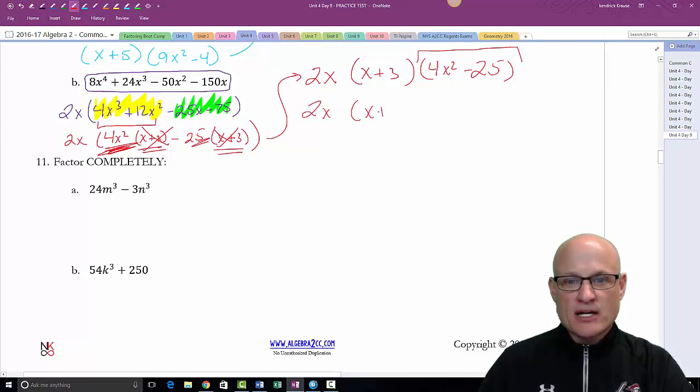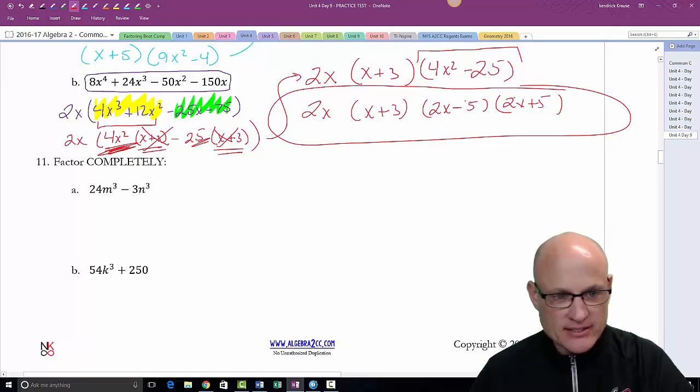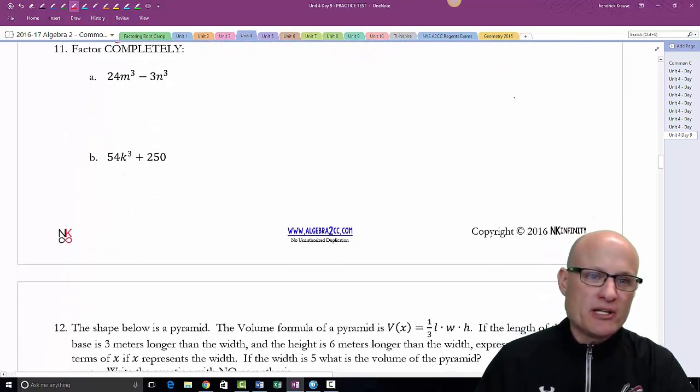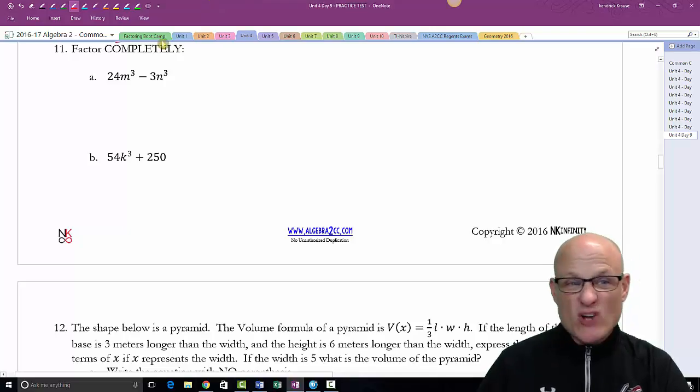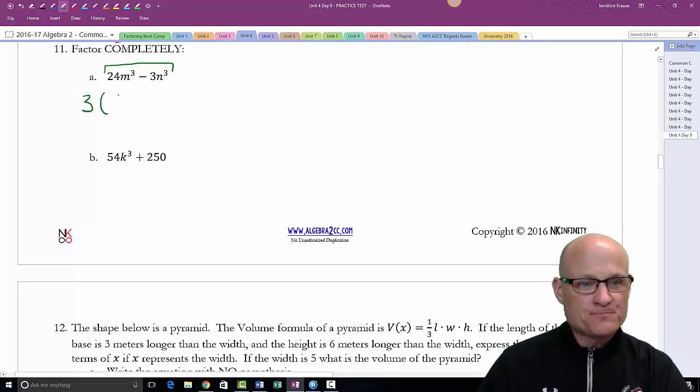2x, x plus 3, 2x minus 5, 2x plus 5. Holy crap. Lots of stuff. All right, we got cubes. So we're going to be looking for cubes. First rule is always, can you take out a GCF? And I believe these things have a 3 in common.